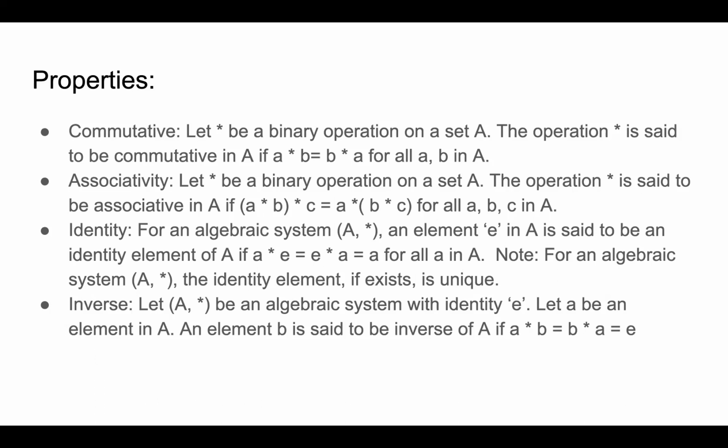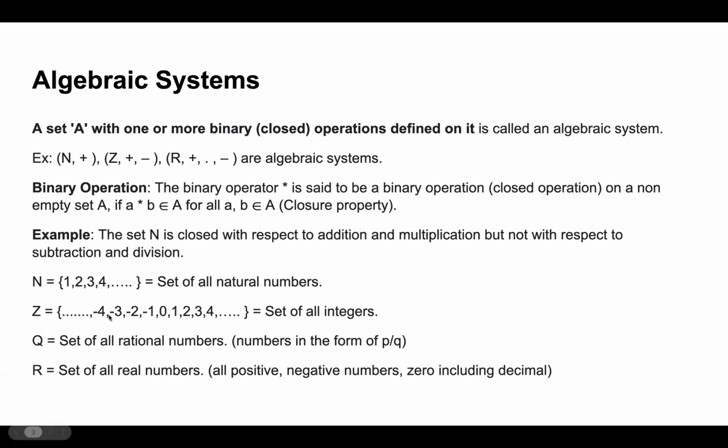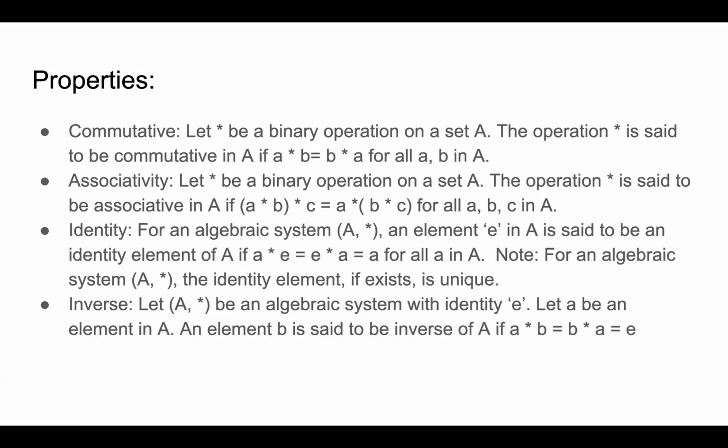What will the identity element be for the operation addition? It will be 0. 0 added with any number gives that same number. So it will be 0 for the addition operation in case of the set of integers Z. If we take the addition operation on this set Z, then the identity element will be 0.